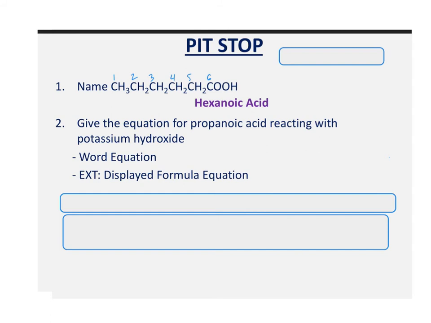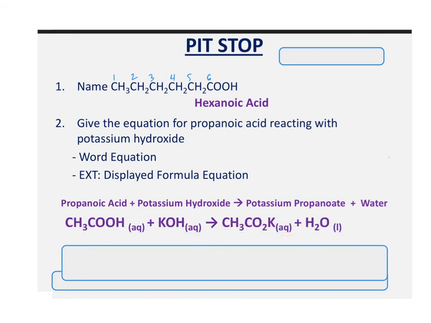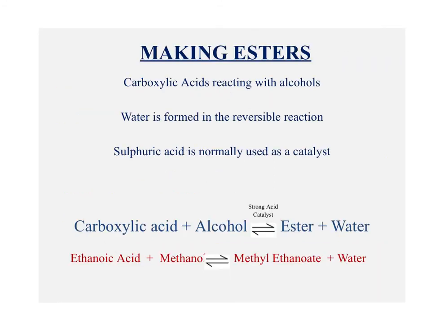And then the equation for propanoic acid with potassium hydroxide, acid plus base gives you the salt plus water. Propanoic acid, potassium hydroxide gives potassium propanoate and water. And in our equation, it looks like this. As you can see, aqueous because we are in solution. And then the only liquid that you're producing is that water from the neutralization reaction.